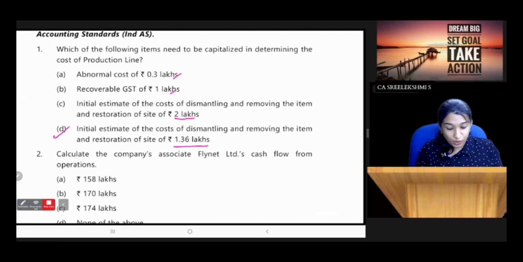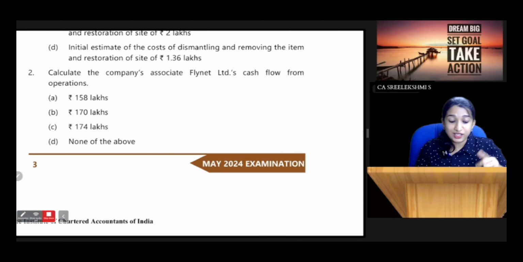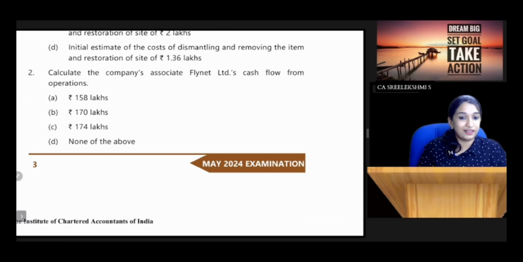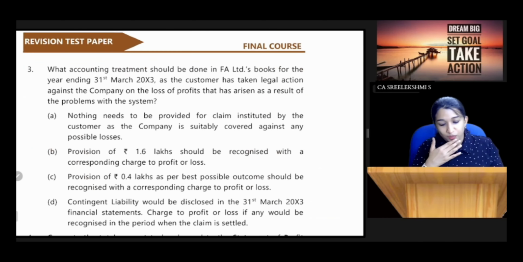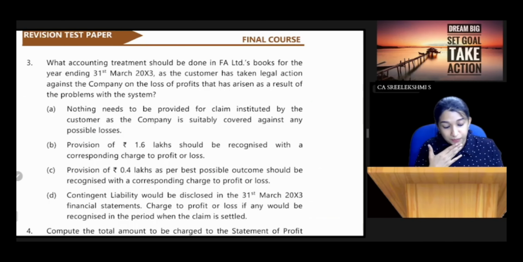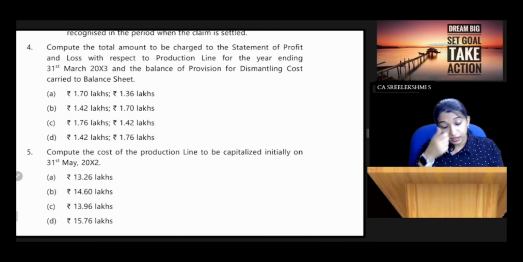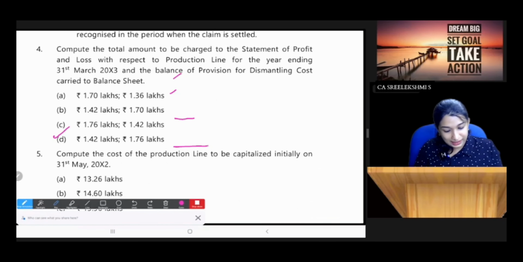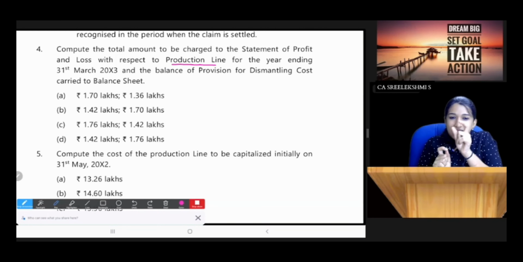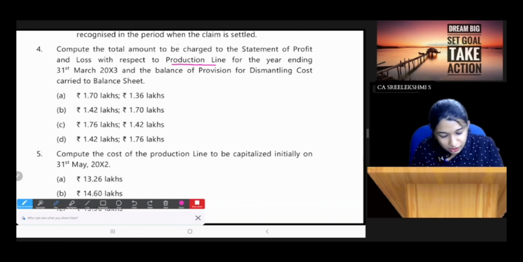Okay. Now, calculate the associate Flynet Limited's cash flow from operations. We don't know, because we have not read the second and third case studies. What accounting treatment should be done in FA Limited's books for the year ending, as the customer has taken legal action? No, we have just read the first case study, which relates to the asset. So, 4. Compute the total amount to be charged to the statement of P&L with respect to the production line.